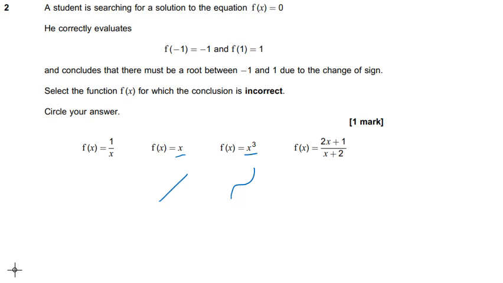The other one is also continuous because it has an asymptote at x equals -2, but that's not between -1 and 1, so that's not a problem. 1/x, though, we have a problem at 0. x equals 0 is not part of the domain, so therefore that would be incorrect to conclude that there's a root in there.